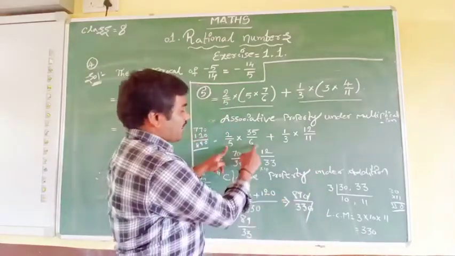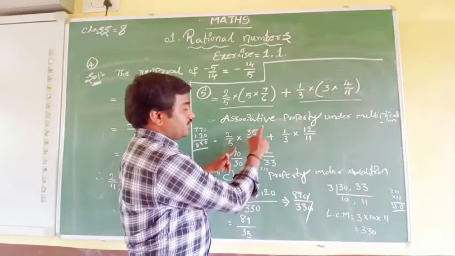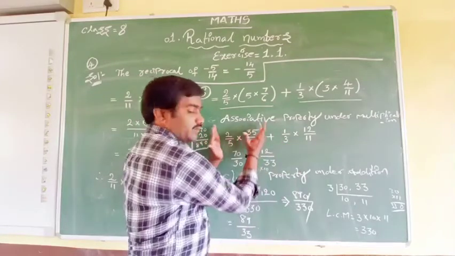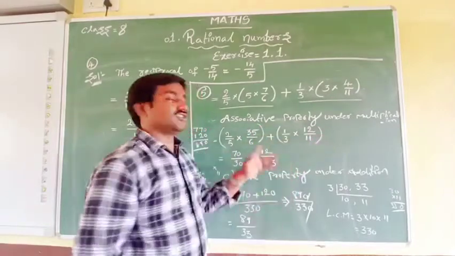Here also we can write one property for computing this. A by B into B by C. This is closure property under multiplication in these two parts. Here we can use closure property under multiplication in both.